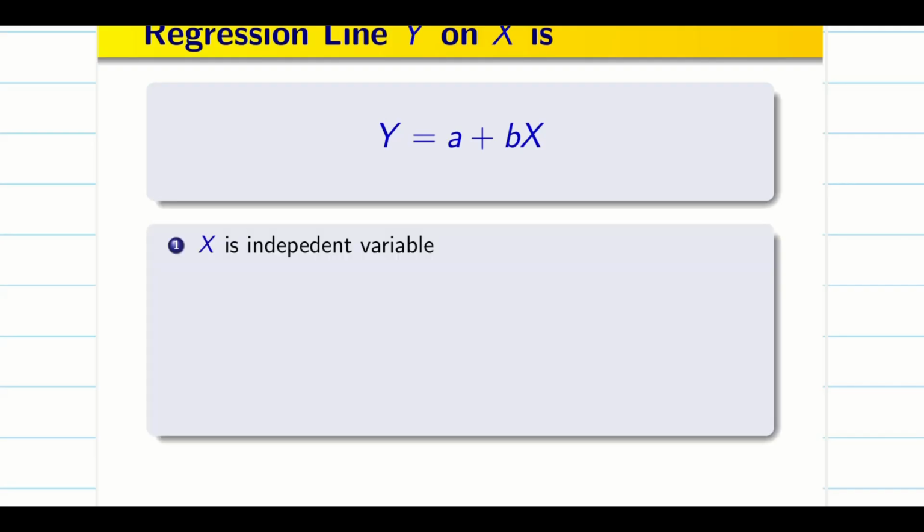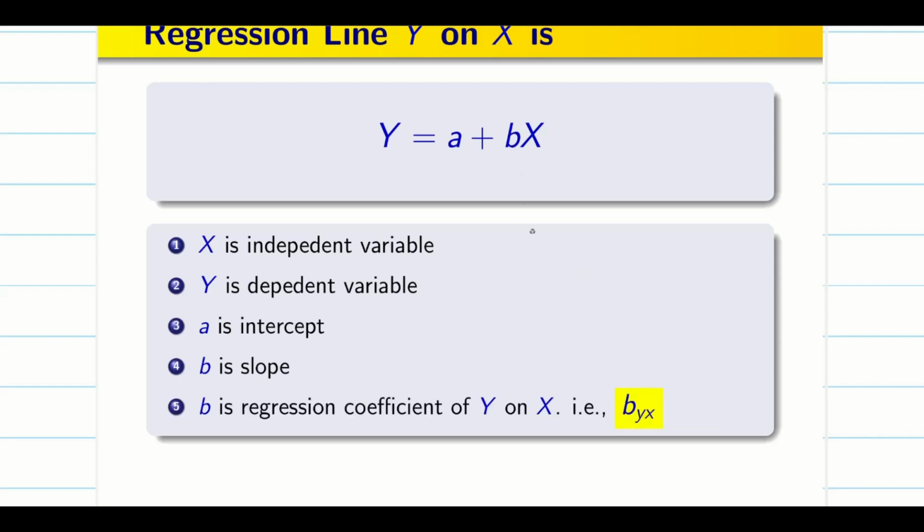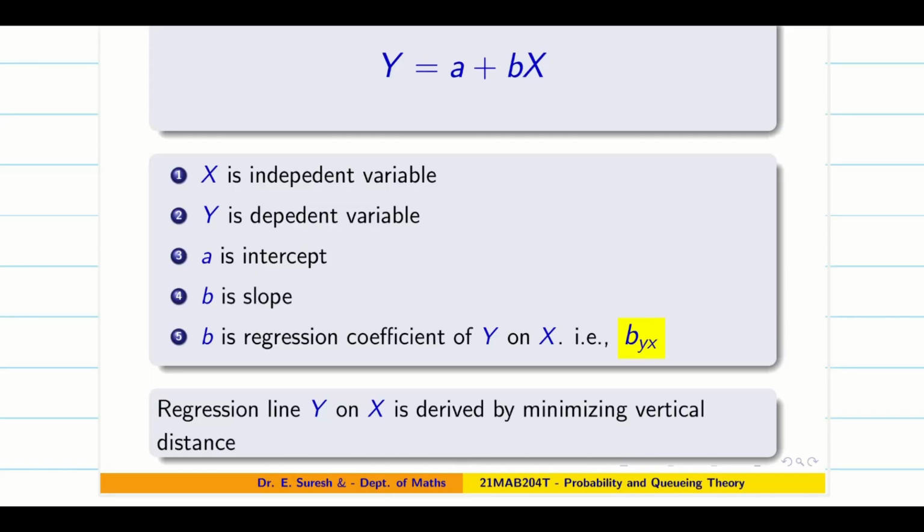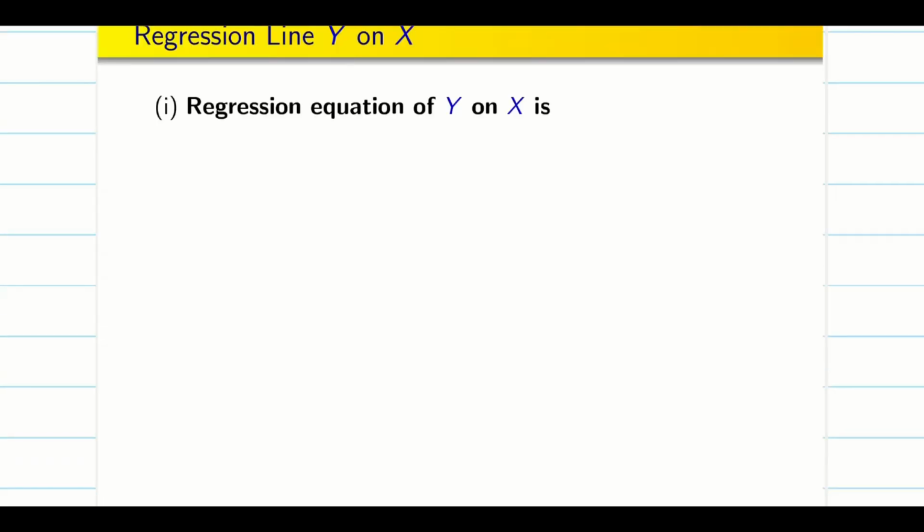If we take y on x, x is my independent variable, y is my dependent variable, and a and b are constants. a is the intercept, b is called the slope, and b is also called the regression coefficient y on x. So the notation for the regression coefficient y on x is byx. The regression coefficient y on x is derived by minimizing the vertical distance. It's for MCQ.